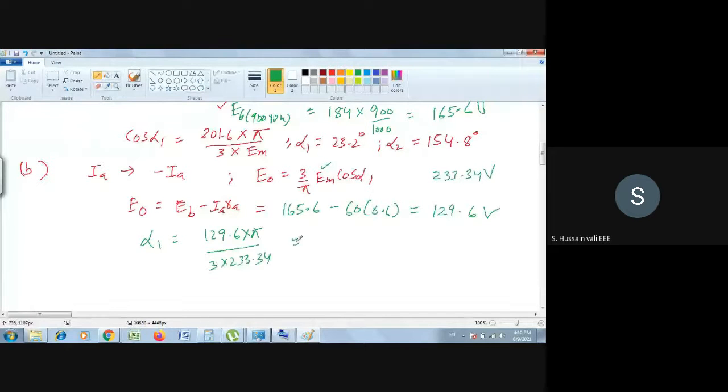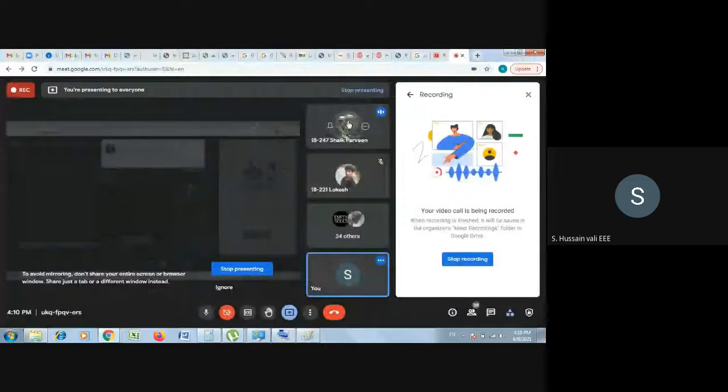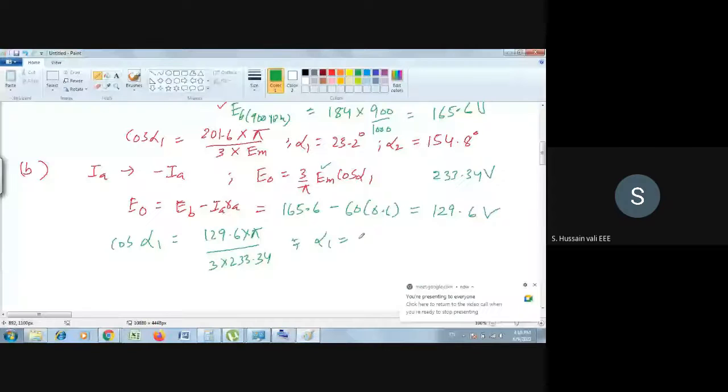How much is it? Do it and tell me how much it is. Sorry, it is cos alpha 1. Cos alpha 1 is this. Then what is alpha 1? Directly please tell me what is alpha 1. 54.43. How much? 54.43. Okay, 54.42. Yes, sir.